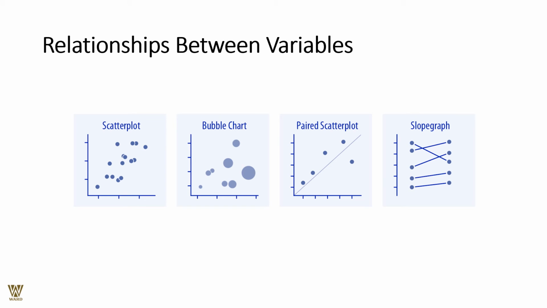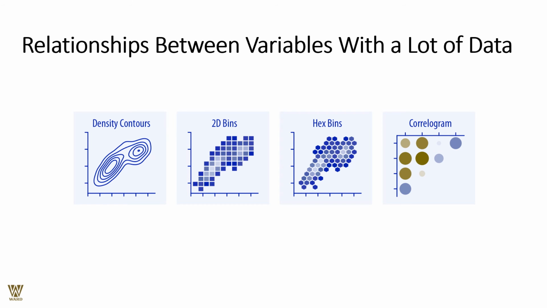Again, here we need to understand when we are going to utilize a scatter plot, when we are utilizing a bubble chart, paired scatter plot, and slope graph. Now, how do we come across with it? Be it the scatter graph, bubble chart, paired scatter plot, and slope graph. Relationship between variables with a lot of data. And this is where we can have the density contours, the 2D bins, the hex bins, the histograms, as the case might be, what we are looking forward to as and when on a basis.